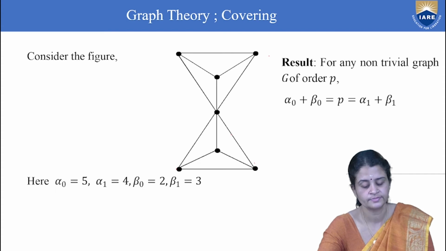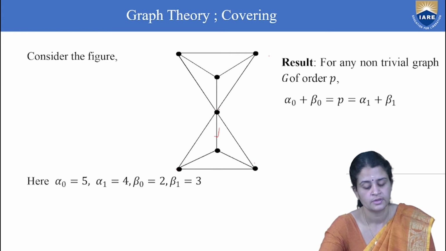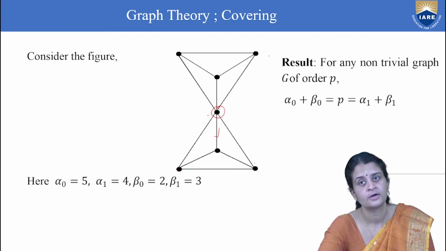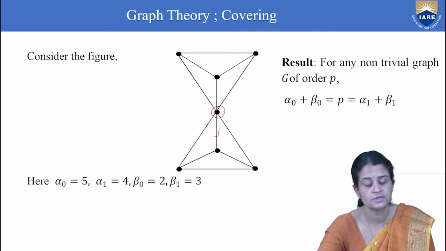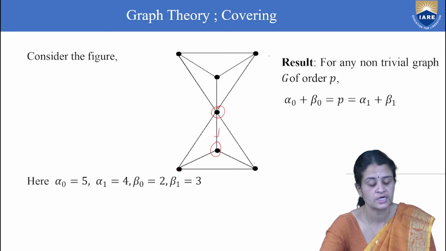Suppose this one. Okay, so which vertices will be covered from here? Only this vertex will be covered, right? So which other edges can I take? This and this will be covered. So which other edges can I take to cover the other vertices? So I have to take this also. So all these edges will be covered.